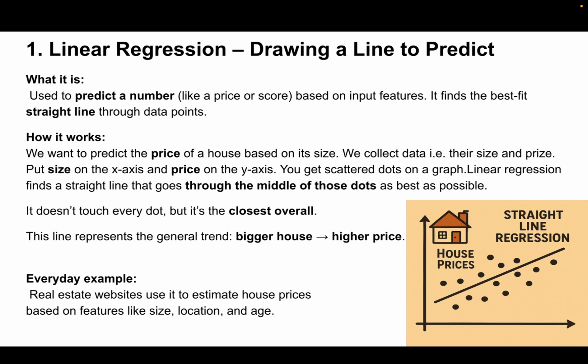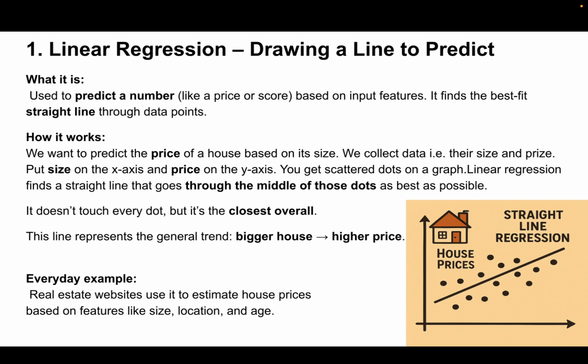So imagine you want to predict the price of a house based on its size. So how do we do it? We collect data, that is the size and the price of the house, put size on the x-axis and price on the y-axis. You get scattered dots on a graph. Linear regression finds a straight line that goes through the middle of those dots as best as possible. It doesn't touch every dot, but it's the closest overall. This line represents the general trend. That is, the bigger the house, the higher the price.